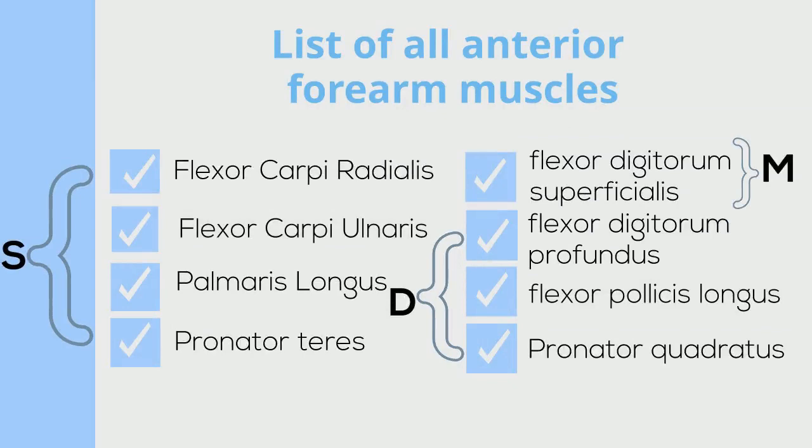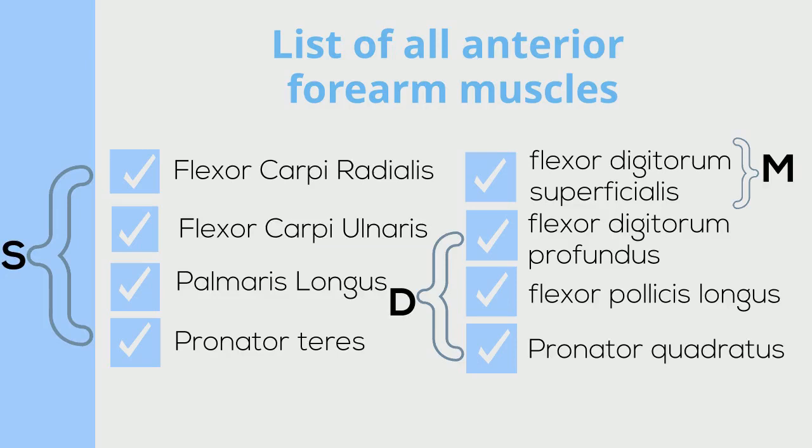Here's a list and a brief description of the muscles in the anterior part of the forearm. As you can see, we have the symbols SDM portrayed on the slide, showing that these are the superficial, deep, and middle layers, as I mentioned before.